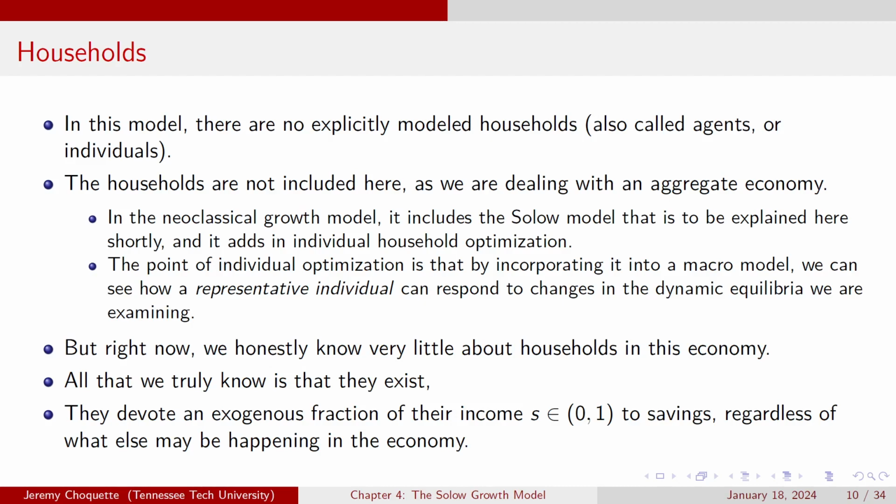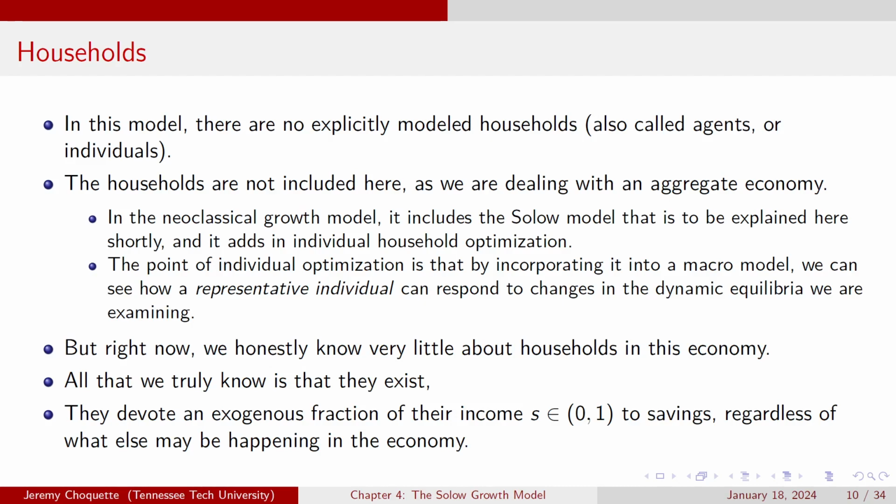And the idea of this individual optimization, incorporating it into a macro model, is that we can then see how a representative individual or a representative household could respond to changes in the dynamic equilibria that we're looking at. But maybe I'm getting a little ahead of myself. Right now, we know very little about households.